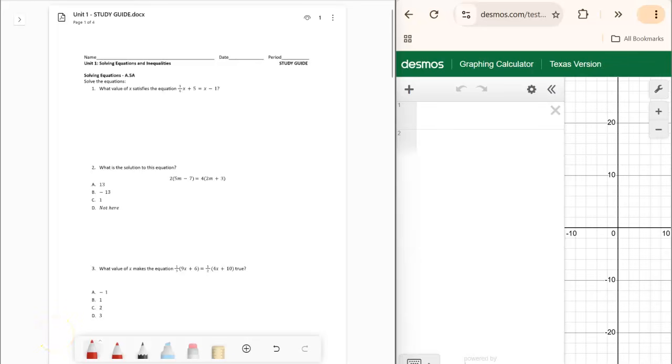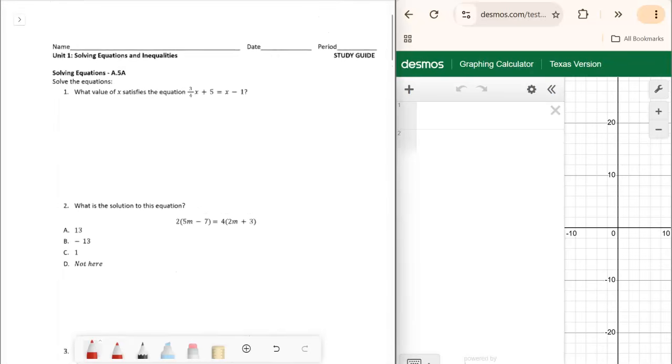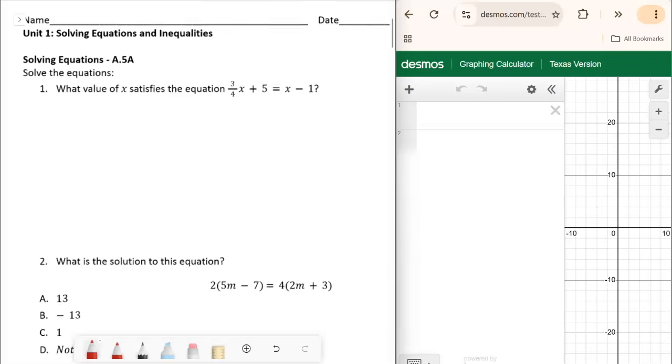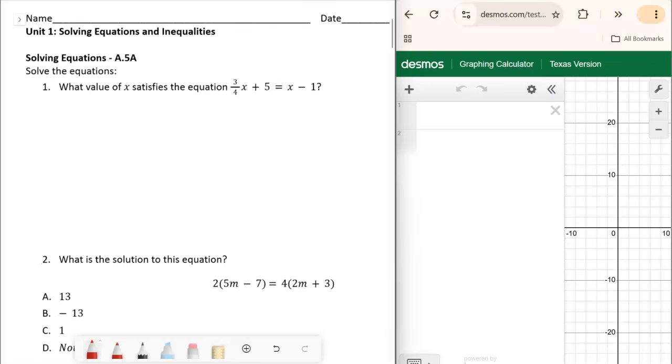Okay, so today we're going to go over the Unit 1 study guide. So this is the review for the test coming up. Most of these problems you can do in Desmos, so make sure that you are typing them in y equals, y equals.